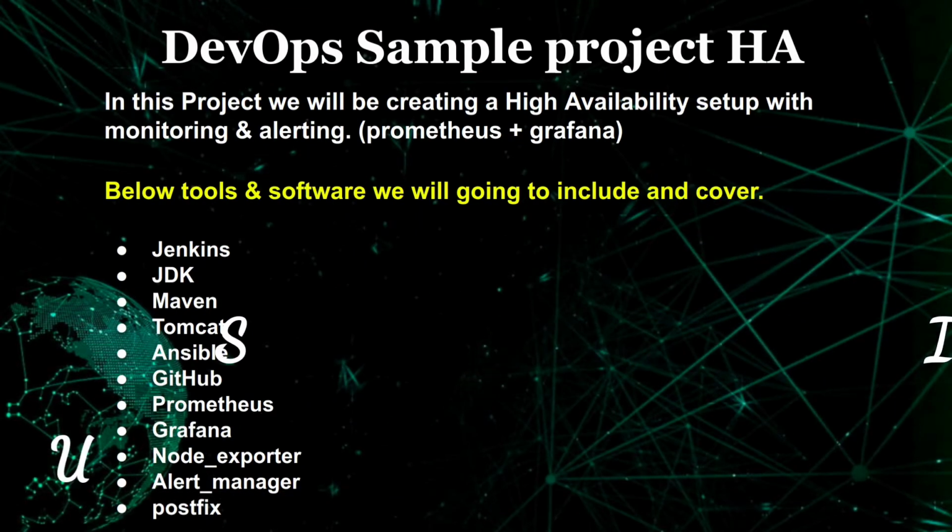Today we will start a DevOps sample project with HA. So what is HA? In this project we will be creating a high availability setup with monitoring and alerting. For monitoring and alerting we will use Prometheus and Grafana. Below are some tools and software we are going to include and cover.